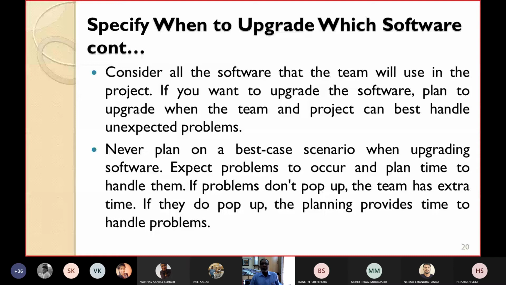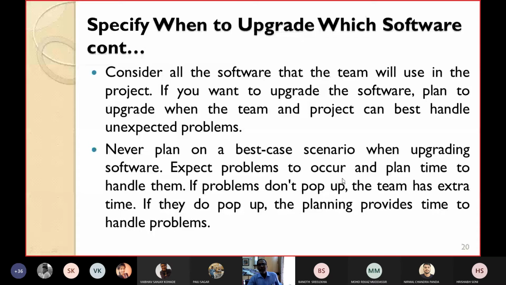Try to plan considering the average case or the worst case. So expect problems to occur and plan time to handle them. Never plan on a best case scenario. You expect the problems to occur at any time and plan the time to handle them.